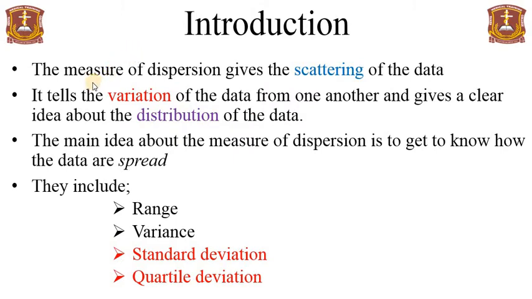Now, introductory aspects of this include this. The measure of dispersion gives the scattering of the data. It tells the variation of the data from one another and gives a clear idea about the distribution of the data. The main idea about the measure of dispersion is to get to know how the data are spread.